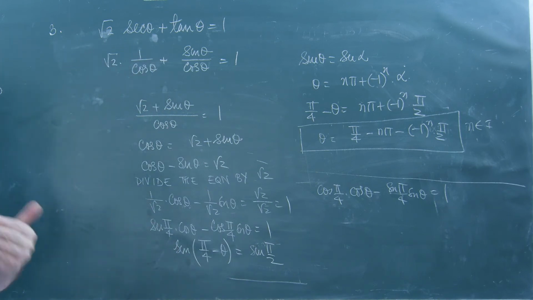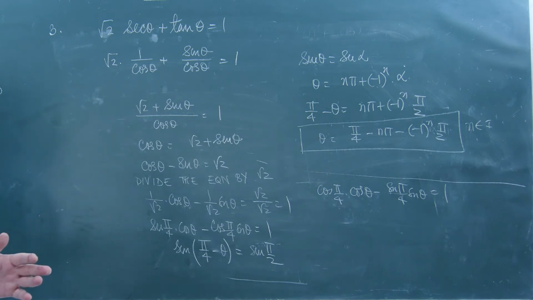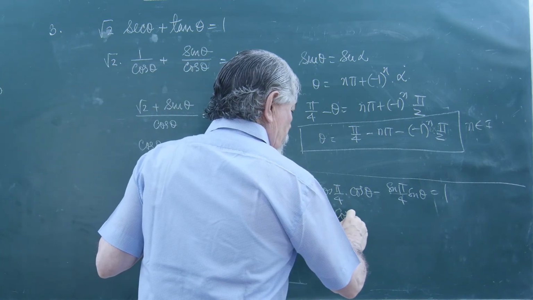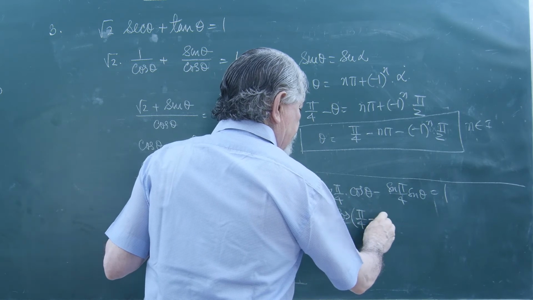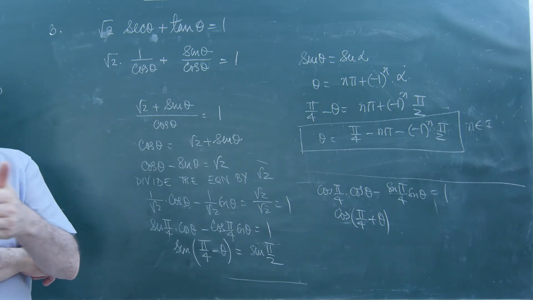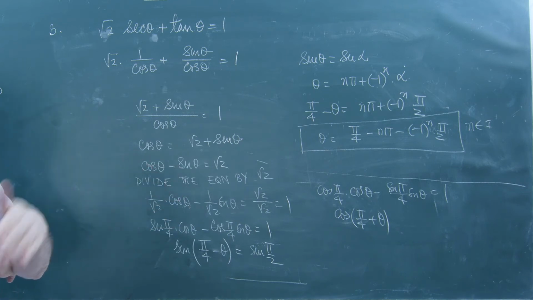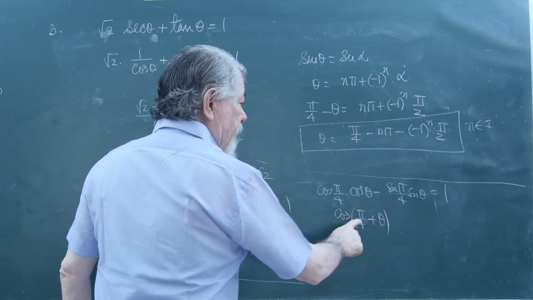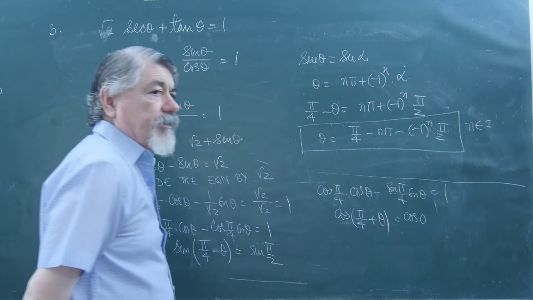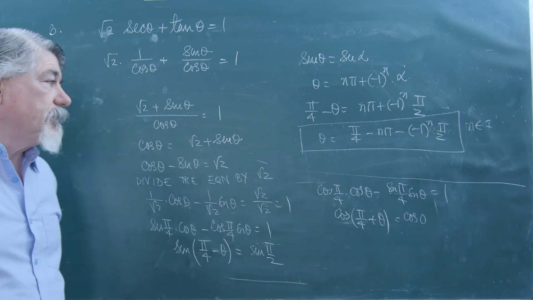Now I get cos A cos B minus sin A sin B. So it will become what? Cos A plus B, cos of pi by 4 plus theta. Whenever we are talking of cos A plus B, it will be cos A cos B minus sin A sin B. If it is cos A minus B, it will be cos A cos B plus sin A sin B. Here it is minus, so it became plus, and I will convert this to be cos 0. Cos 0 is 1. Sin pi by 2 was 1, here cos 0 is 1.